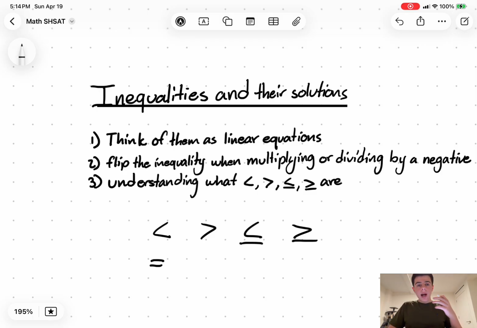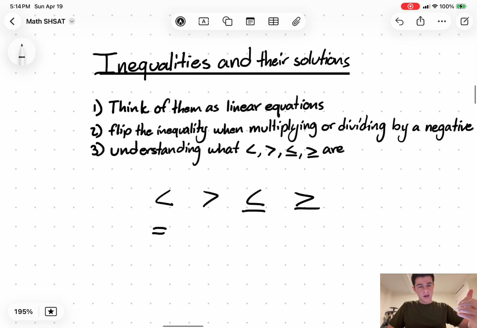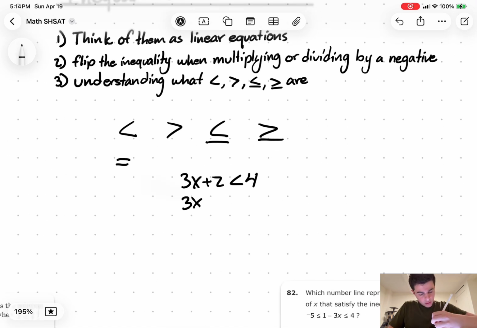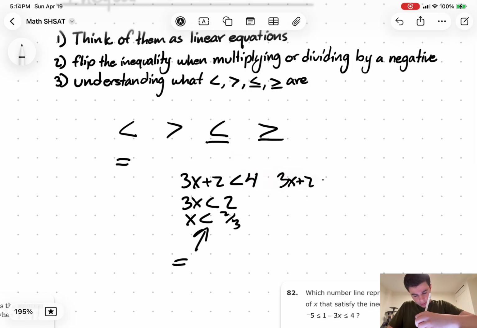But when you subtract, add, do all the operations on the linear inequality, it's basically like working on a linear equation. So if I have something like 3x plus 2 is less than 4, then you can subtract 2 from both sides, right? So 3x is less than 2. And then you can divide both sides by 3. x is less than 2/3. So this is exactly how you would do this in a normal equation, just as if this was an equal sign, saying 3x plus 2 is equal to 4.